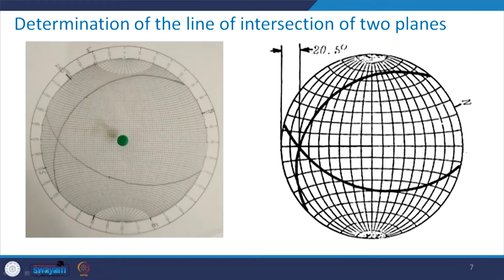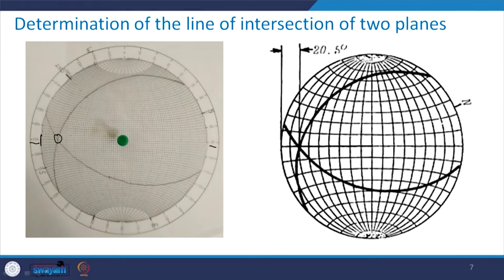So, the point of the intersection was this point and we have rotated in such a manner that it is lying along this 270 degree and 90 degree point here. Now, how to determine its dip and the dip direction? From the extreme circle, you just measure off this radial distance. This is 10, 20 and a little bit more than 20. So, that is going to be 20.5.